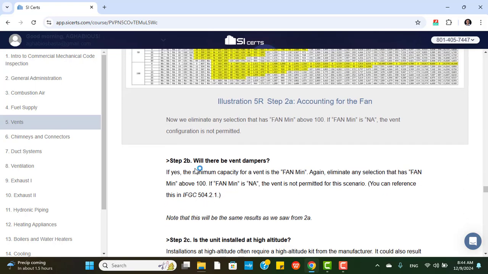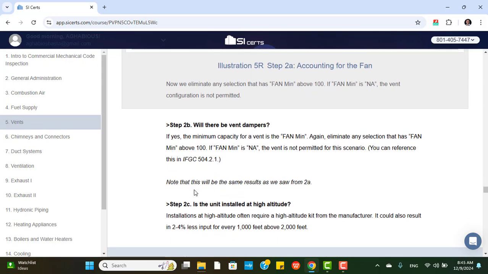Moving to step 2B, will there be a vent damper? If yes, the minimum capacity for the vent is the fan minimum again. Eliminate any section that has a fan minimum above 100. If a fan minimum is not a variable, the vent is not permitted for this scenario. You can reference this in the International Fuel Gas Code 504.2.1. Note that this will be the same result as we saw from 2A.